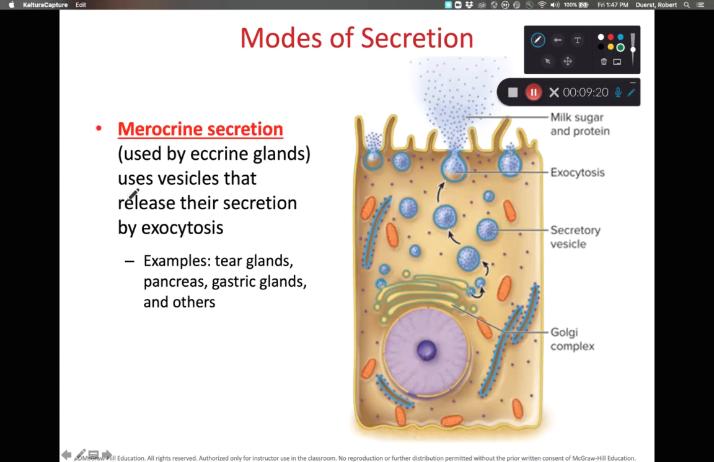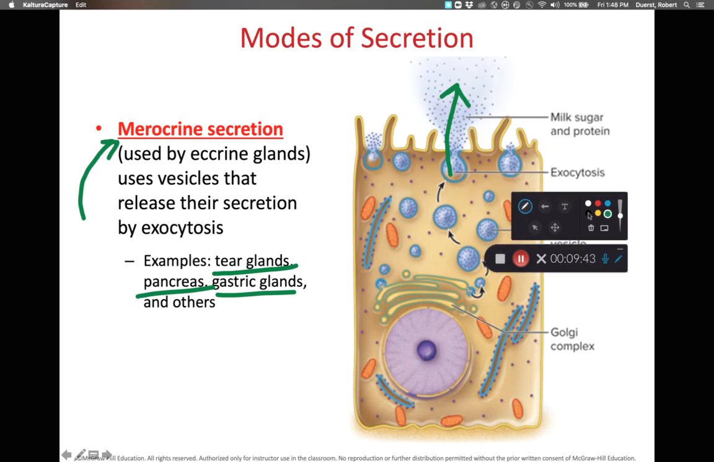The next method of secretion is merocrine, and this is our traditional method of exocytosis, where we excrete the chemical into the extracellular environment, but we do not lose phospholipids or parts of the cell membrane in this process. Examples of merocrine secretion include tear glands, pancreas, gastric glands, and a wide variety of other glandular types within our bodies.